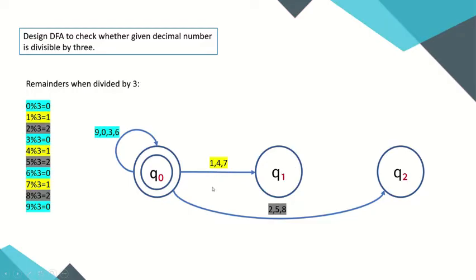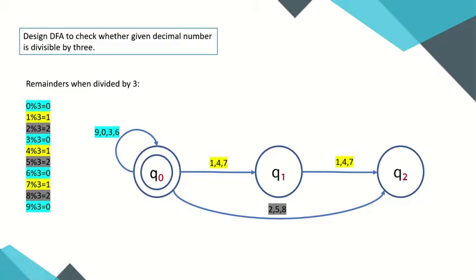Let us check for Q1. Assume that we have reached Q1 by giving an input 1. Next, let us say after 1 we are giving input 1 again, so the number is 11. With the first 1, the control reaches Q1, and when we give 1 again, 11 divided by 3 gives us the remainder 2. So that should be sent to Q2. So we send inputs 1, 4 and 7 from Q1 to Q2.